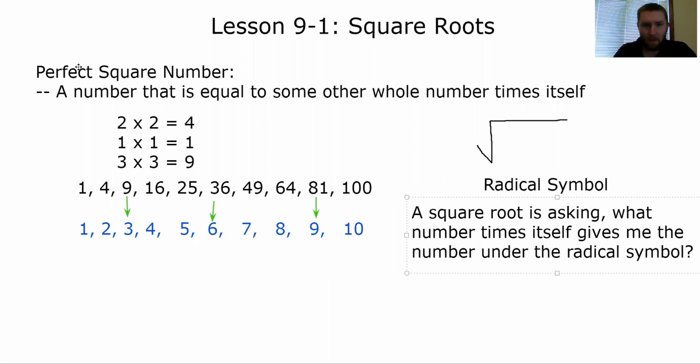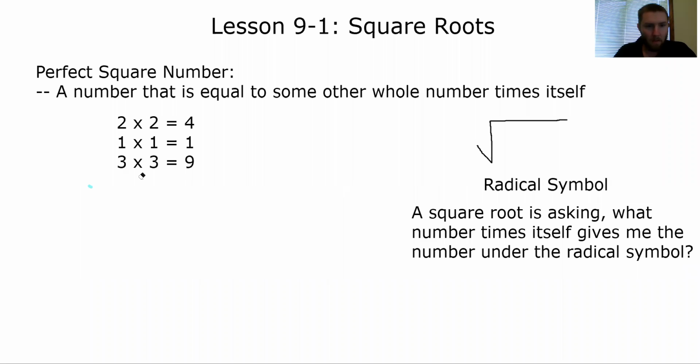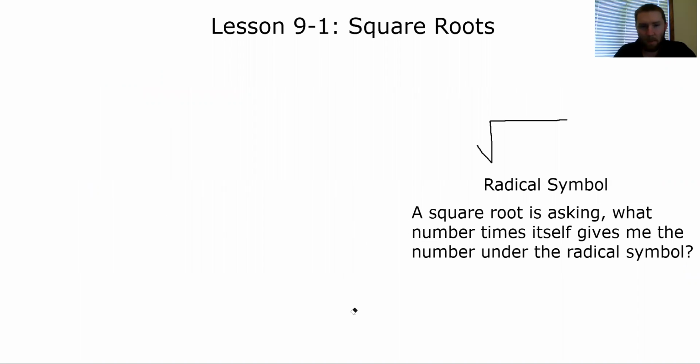Okay, so I'm going to get rid of some of this stuff about perfect square numbers. Hopefully you have that written down somewhere. And we're just going to get rid of all that stuff. So I'm going to draw for you or write for you an example square root. Oops, let me go back to this. Of, let's say, the square root of 49.